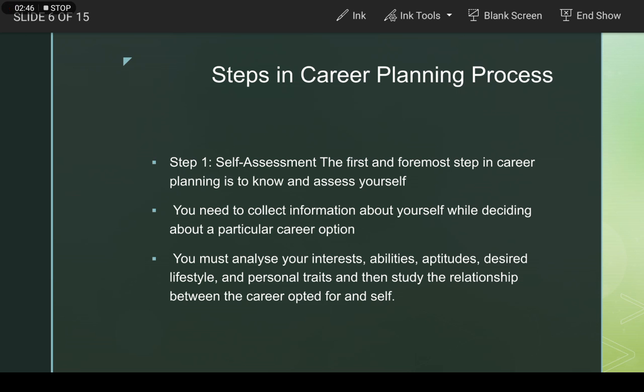How much equipped you are with knowledge, with skills, desired lifestyle and personal traits, and then study the relationship between the career opted for and the self. Only after assessing yourself properly do you move to study the relationship between the career you have chosen and how it is related to your personality, your interests, your aptitudes and abilities.